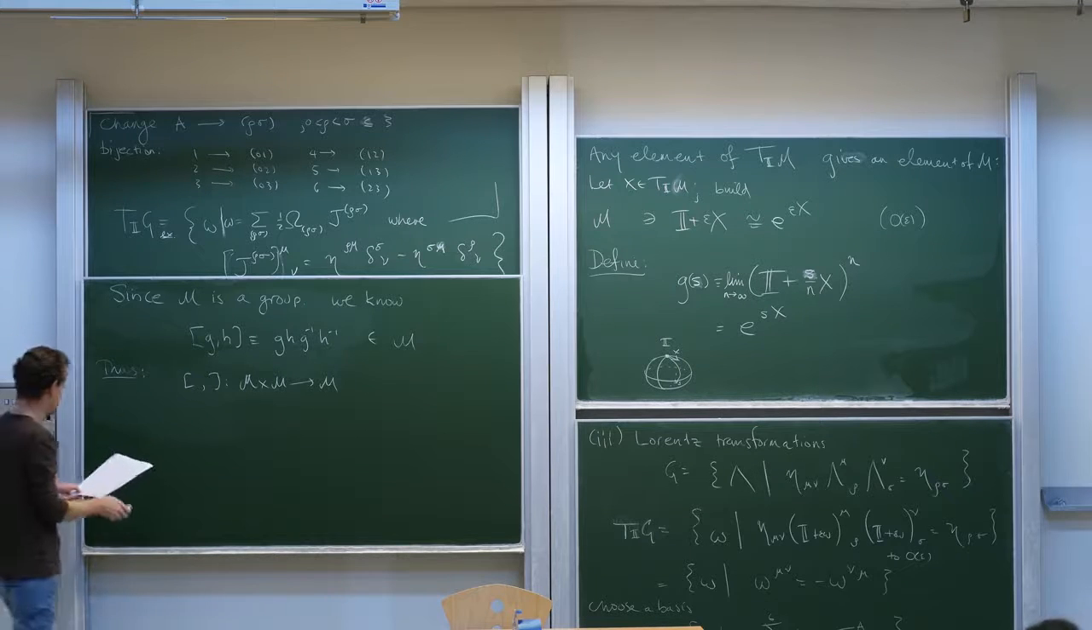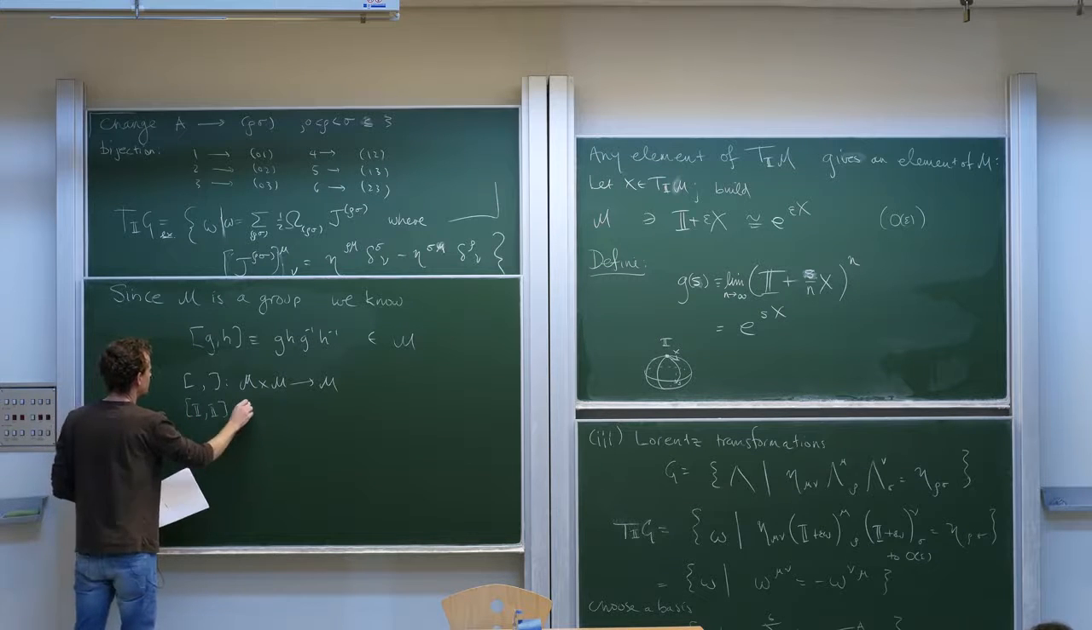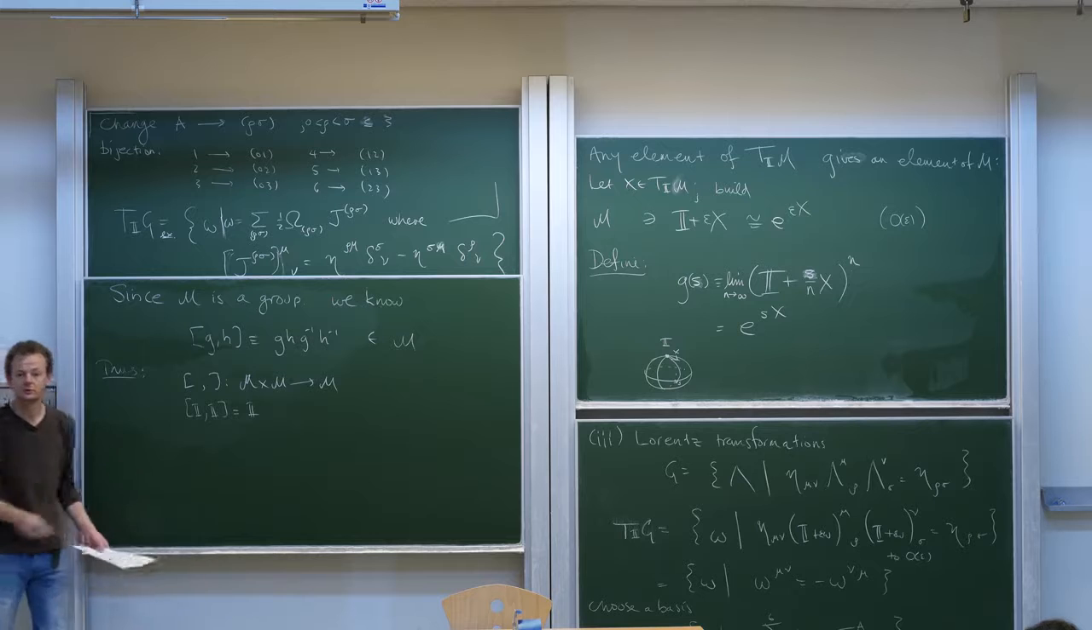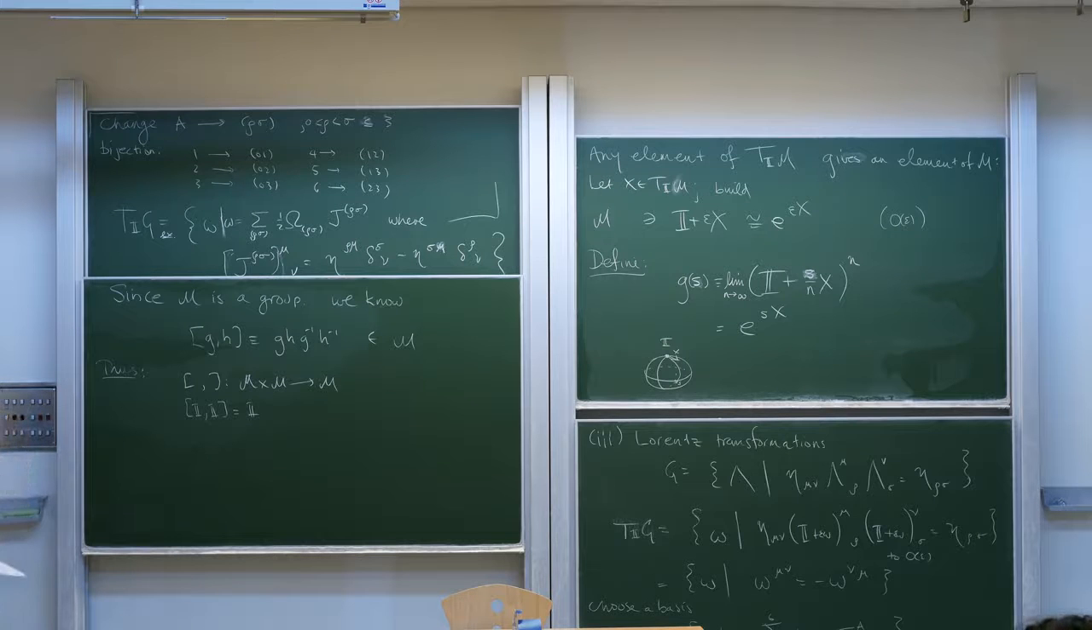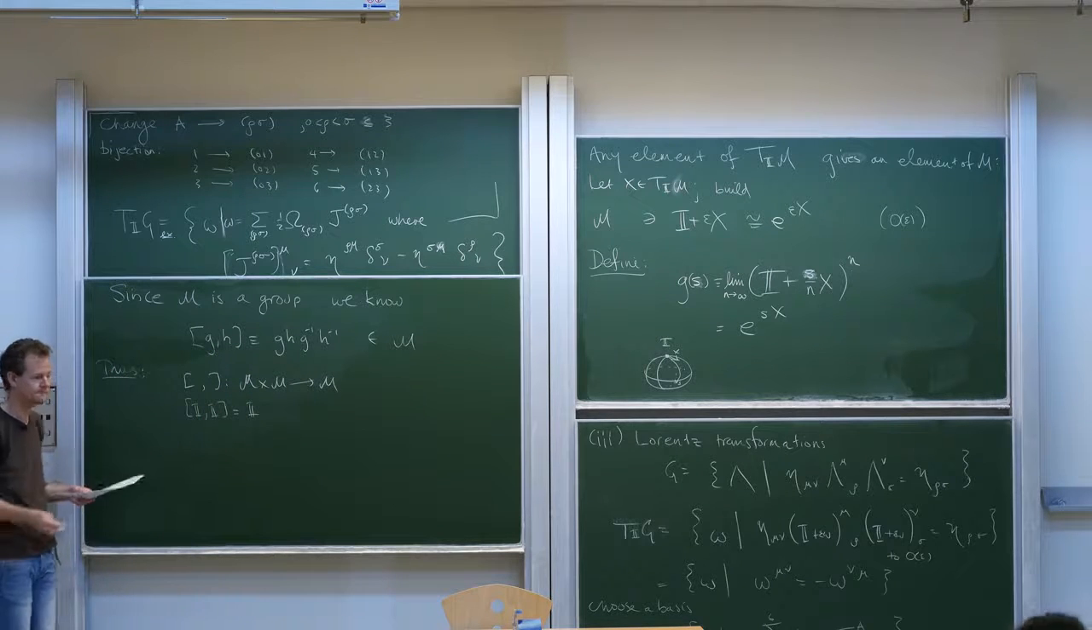Well, of course, it turns the tangent space into a Lie algebra. Notice the somewhat confusing looking equation if you're a physicist here. That's because for groups, the commutator of G and H is defined like that.